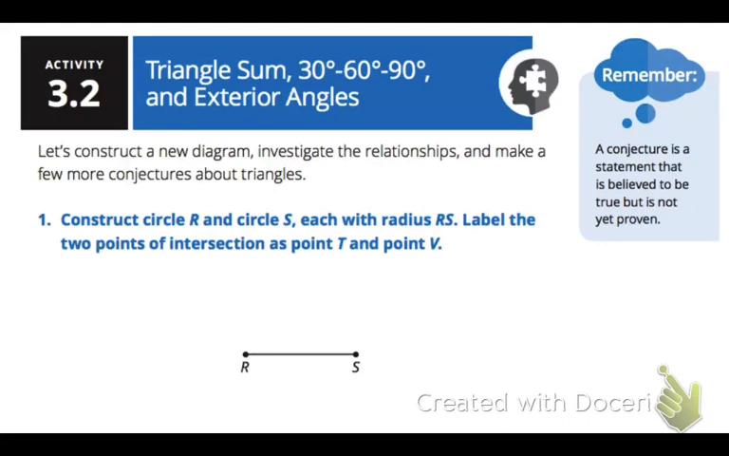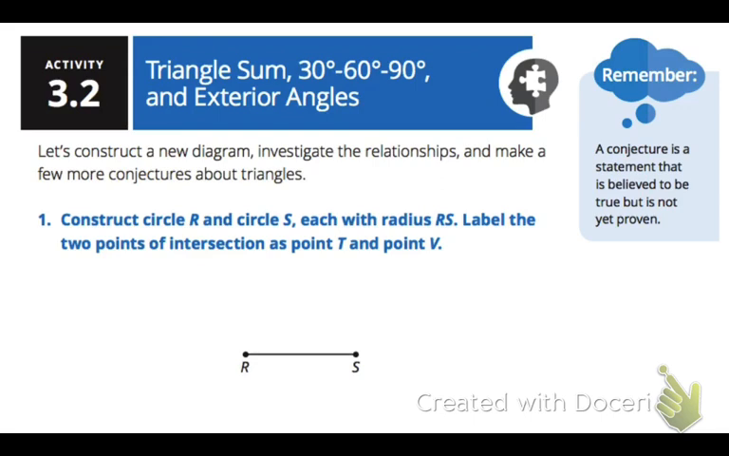Okay, we're going to go over triangle sum and exterior angles. Now, we should already know by now that a triangle is equal to 180 degrees. If you notice, we have some special triangles that we call a 30, 60, 90 triangle. 30 plus 60 plus 90 is 180 degrees, so that is staying true with the 180 degrees that a triangle should always equal. And then we're going to go into exterior angles today.